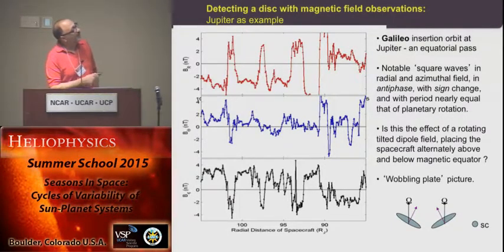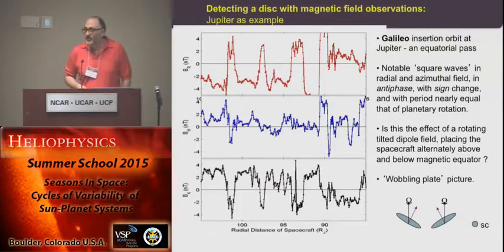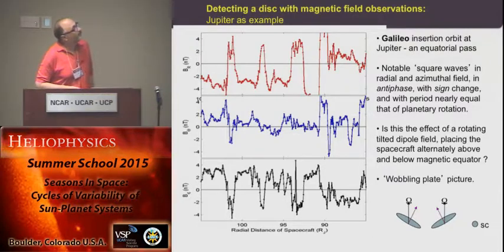There's an algebraic change in sign of those field components, and the two field components, as you can see, are very clearly changing more or less in antiphase with each other. Maximum in one component corresponds to minimum in the other, and as I mentioned, those changes are happening periodically at a period pretty close to the planet's rotational period. Okay?